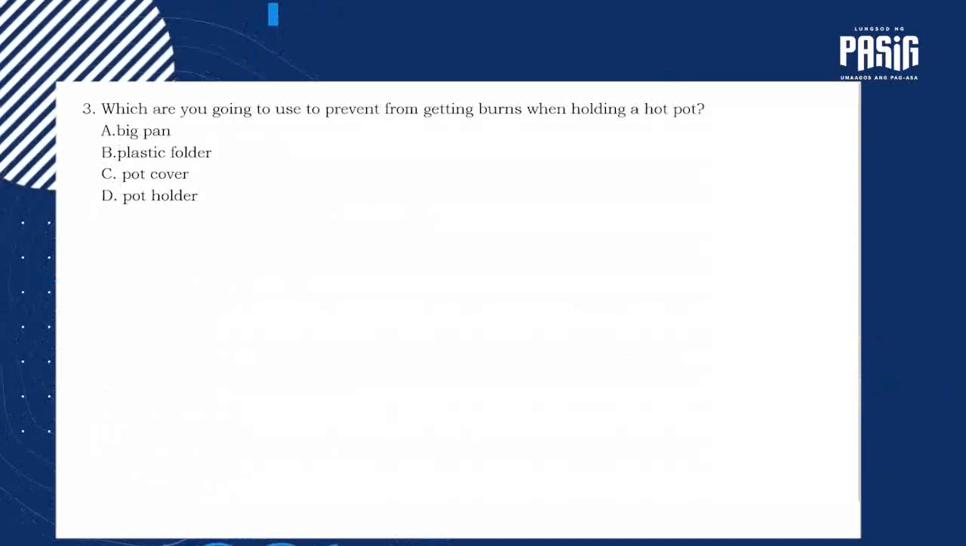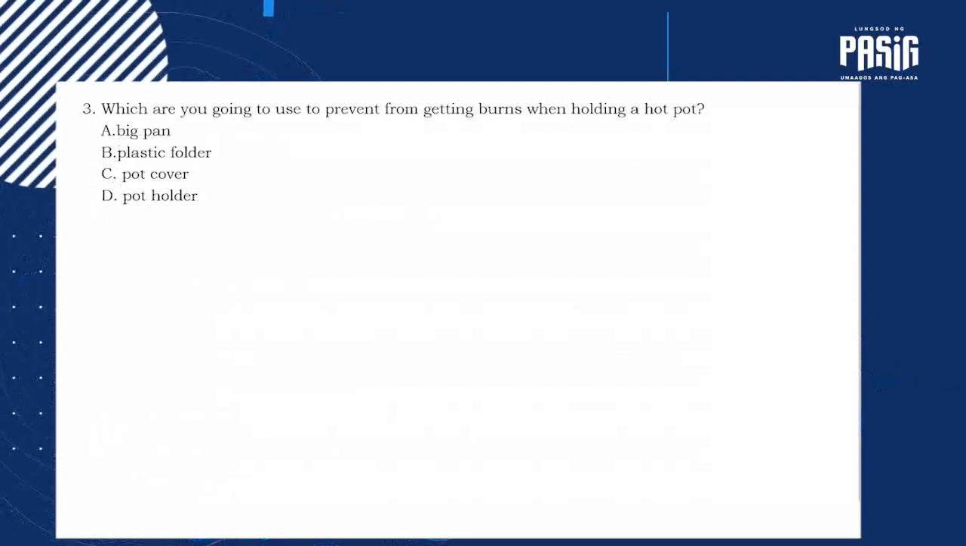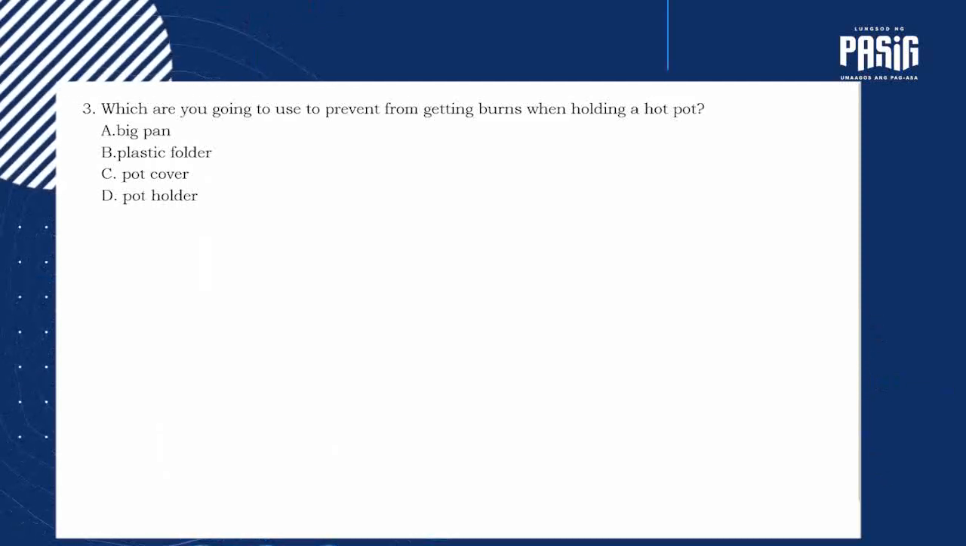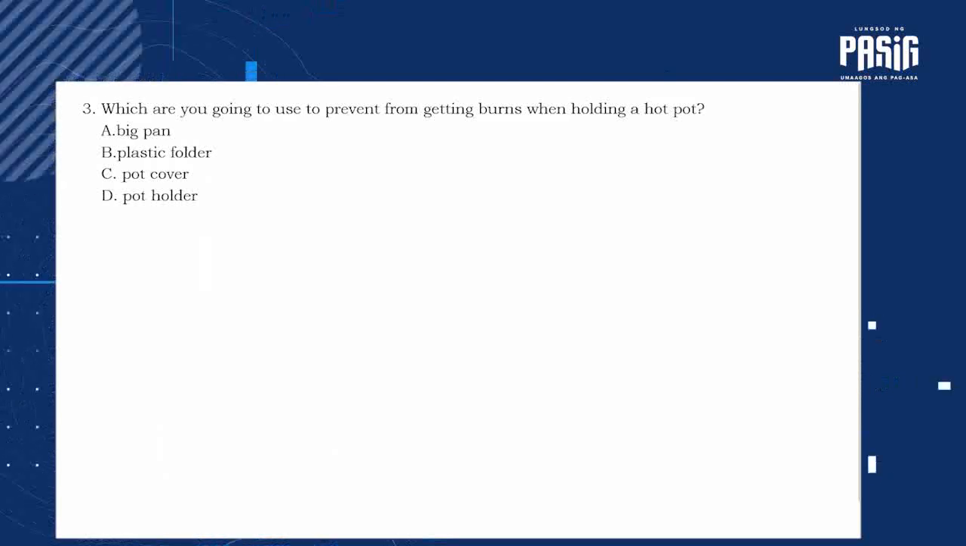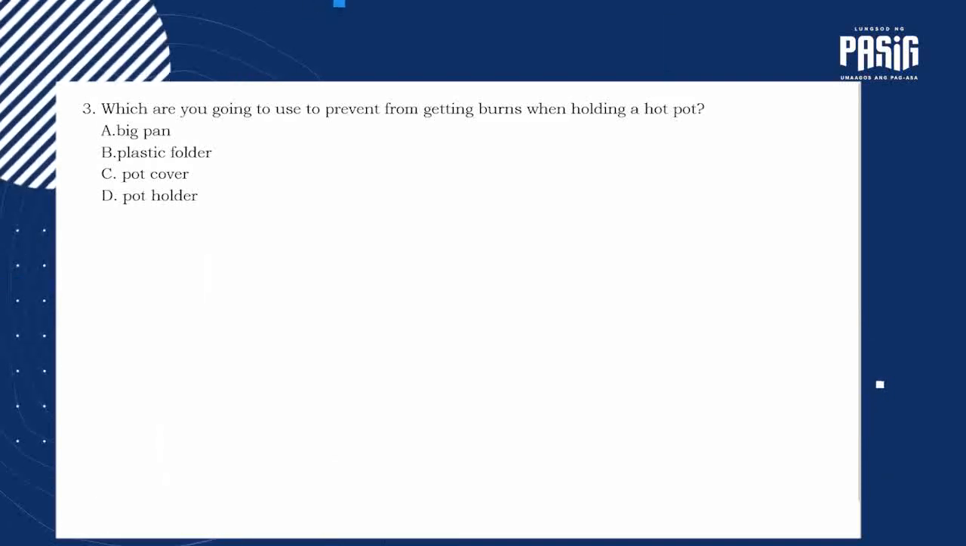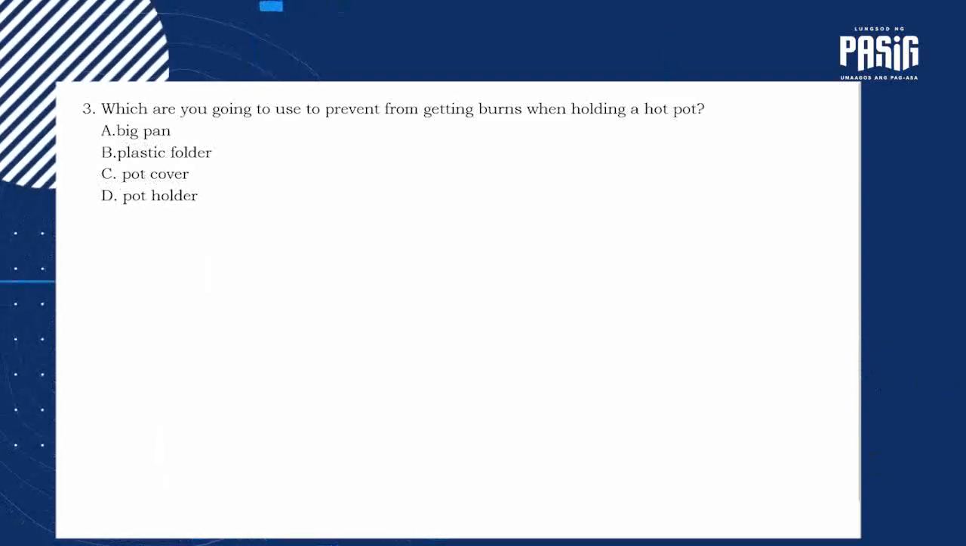For number 3, which are you going to use to prevent from getting burns when holding a hot pot? A. A big pan. B. Plastic folder. C. Pot cover. And D. Pot holder. Very good. The answer is letter D. Pot holder.